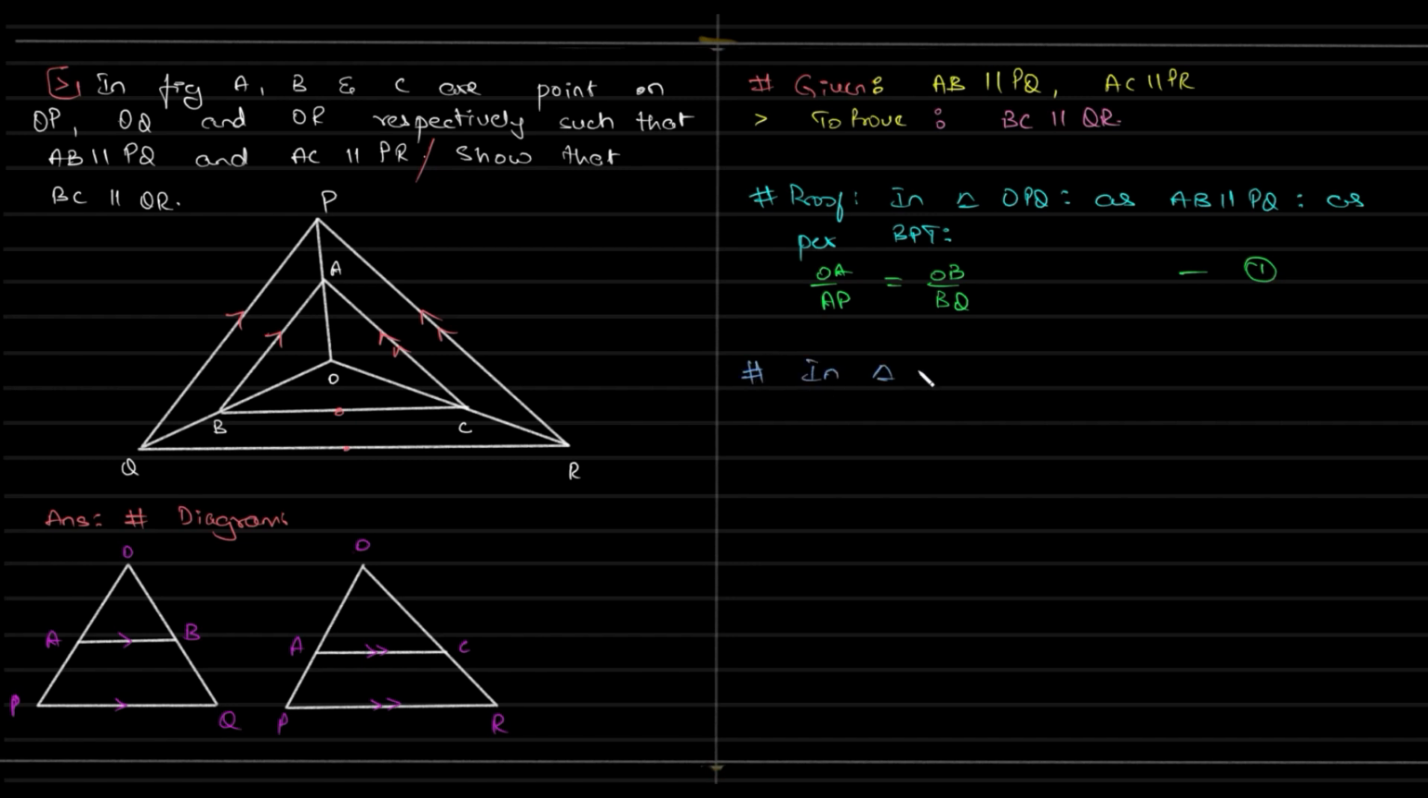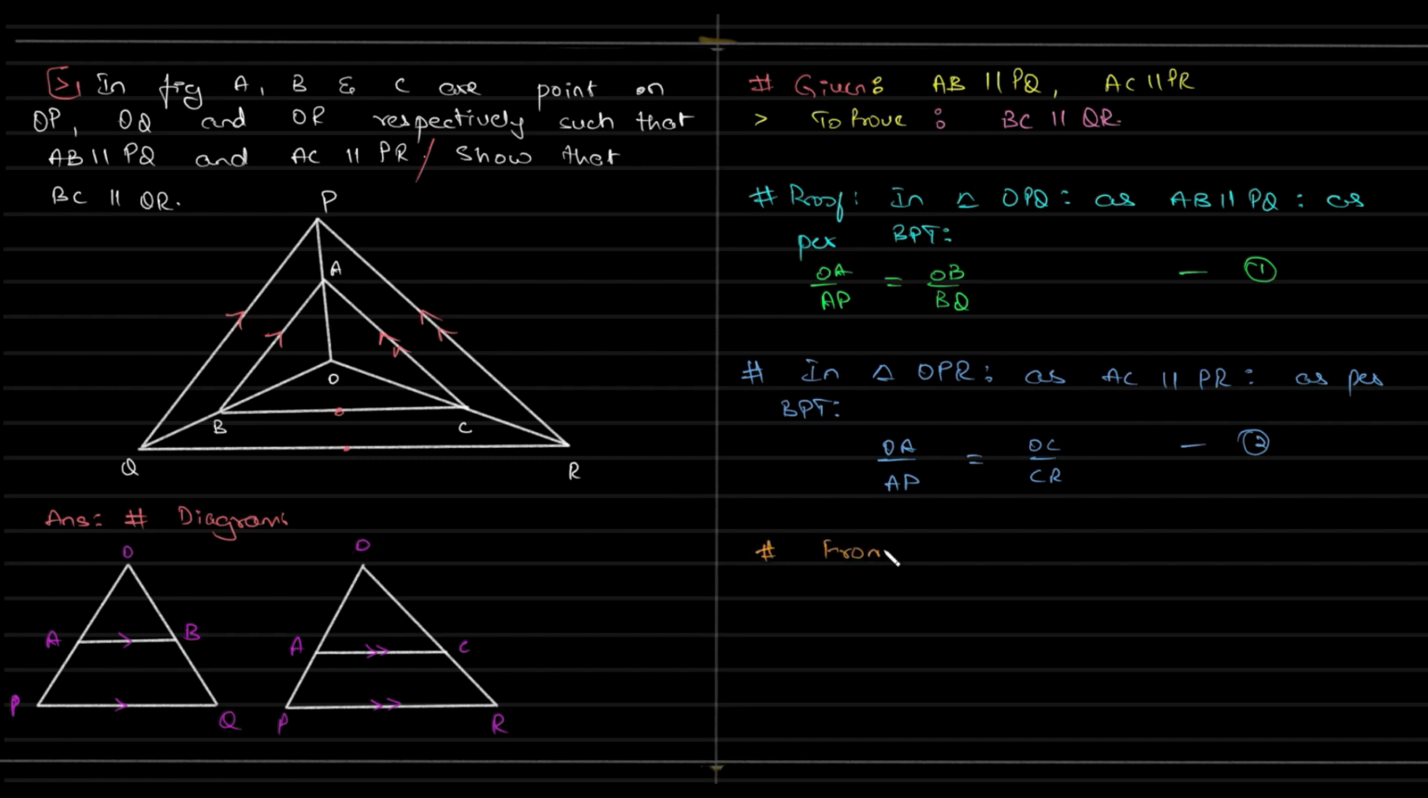Same thing with the other triangle. In triangle OPR, as AC is parallel to PR, as per BPT, we can write that OA by AP is equal to OC by CR. That's my equation 2. Now all you have to do is pause and think.